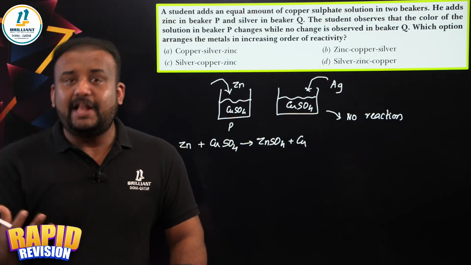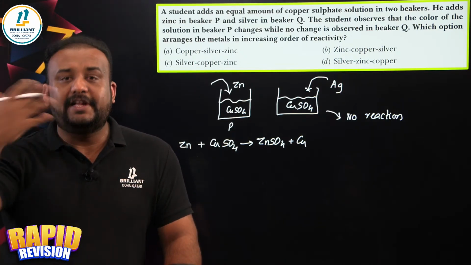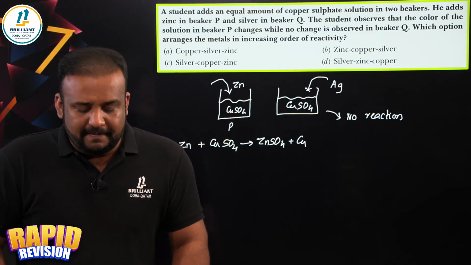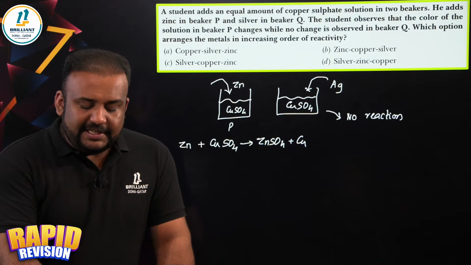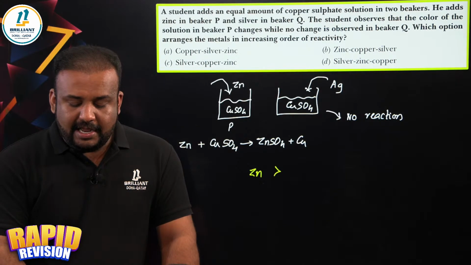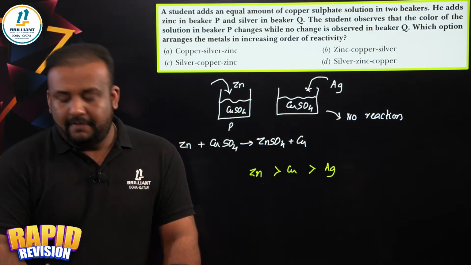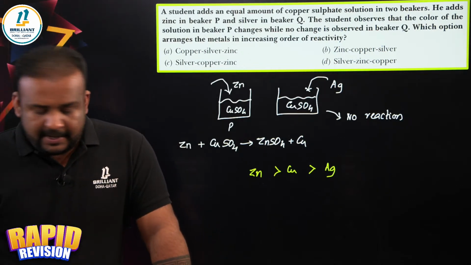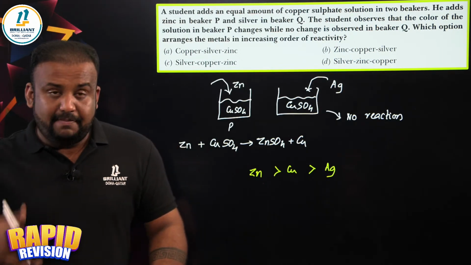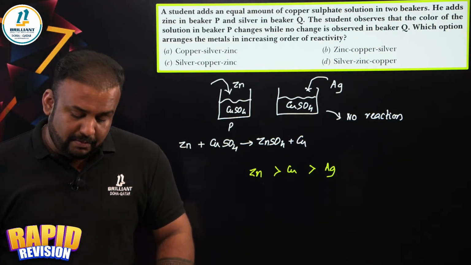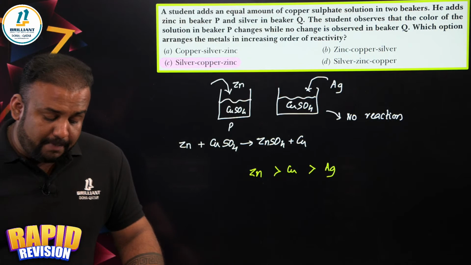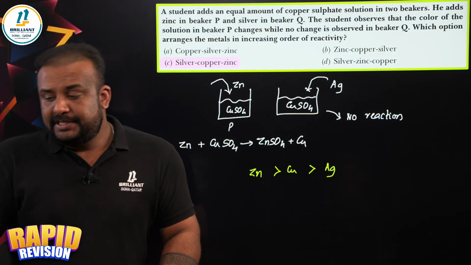So what is the advantage of doing these kinds of experiments, or what inference do you get from them? We can predict the reactivities of each element here. So tell me, in this question, who is the most reactive element? Definitely it will be zinc, then copper, then silver. Here they asked which option arranges the metals in increasing order, that means from least reactive to most reactive. So the correct option will be option C: silver, copper and zinc. Is that question clear to everyone?